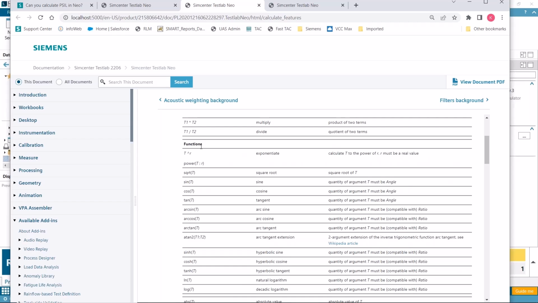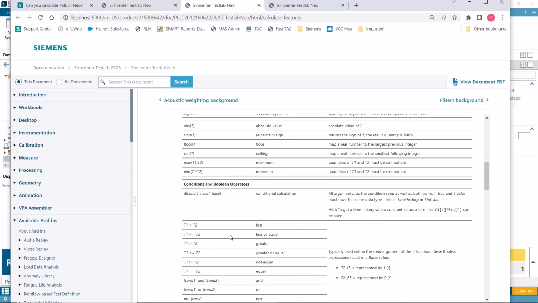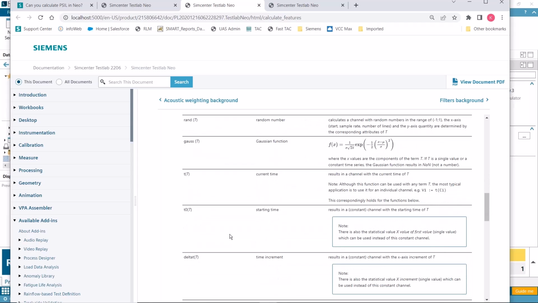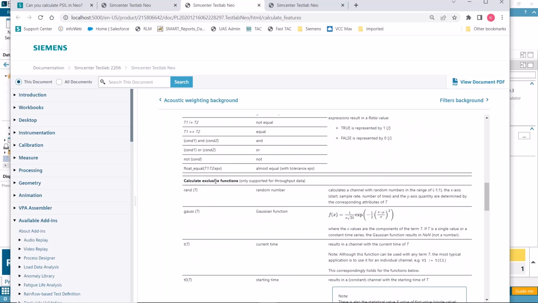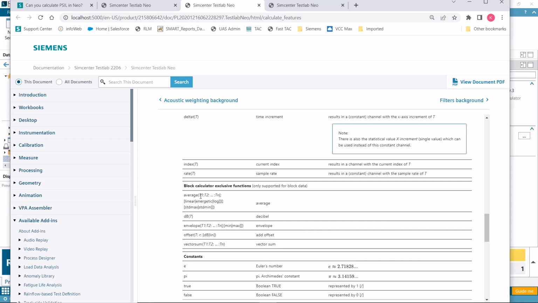So here's basic operations, basic functions, conditional. And then there's some that are exclusive to the calculate method. So these only work on time histories. And these are exclusive to block calculate. So these work on process blocks. And the ones unique to the block calculate are the average, converting to dB, the envelope, which can be a min envelope and a max envelope, adding an offset like I showed you, and vector sum like I showed you.